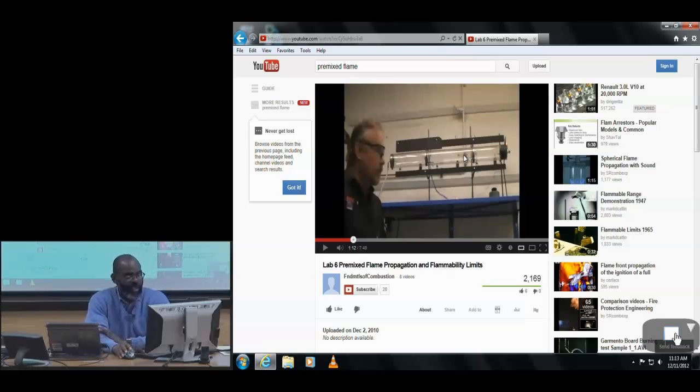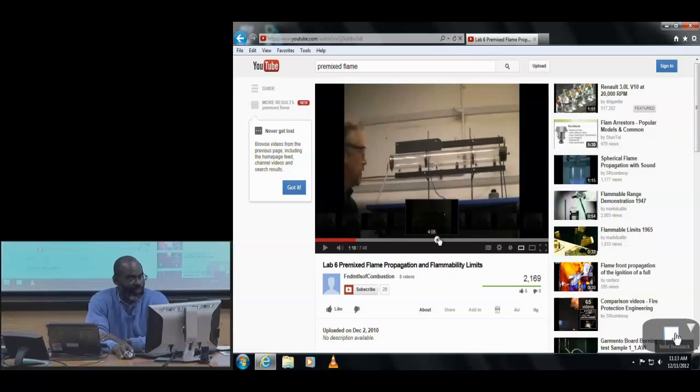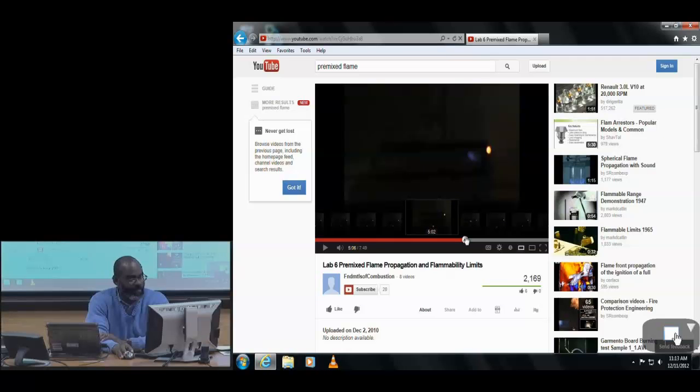There's, again, a description of what the experimental configuration is. We will go to 5 minutes, 3 seconds or so and restart it. And what you'll see is that they've reduced the lighting so that you can see the luminescence from the flame. When we looked at the diffusion flame, if you recall, we saw that the diffusion flame was bright orange.